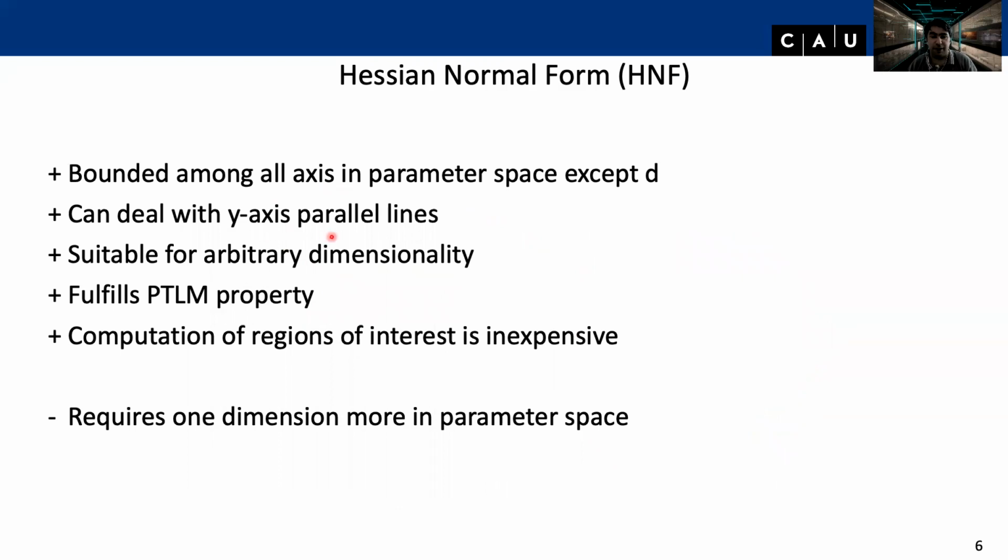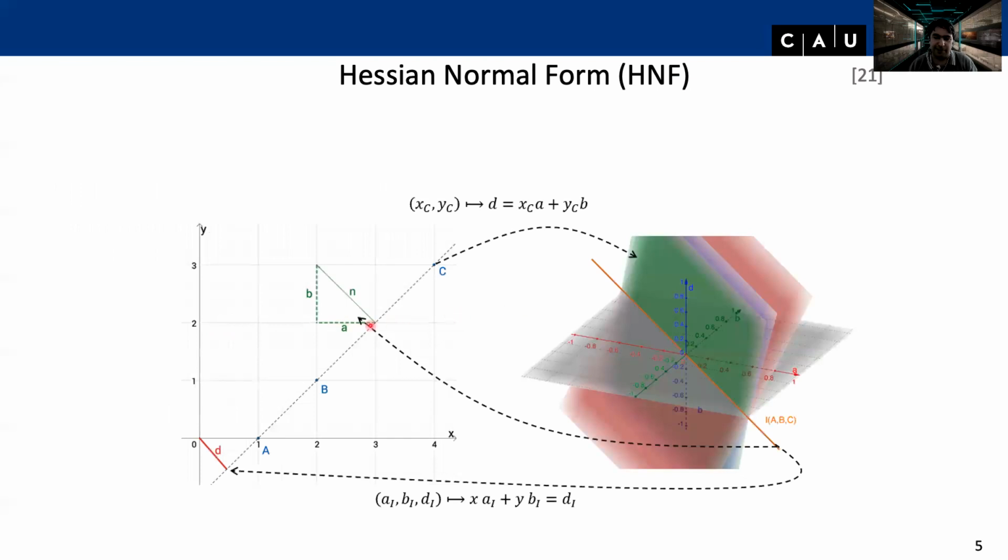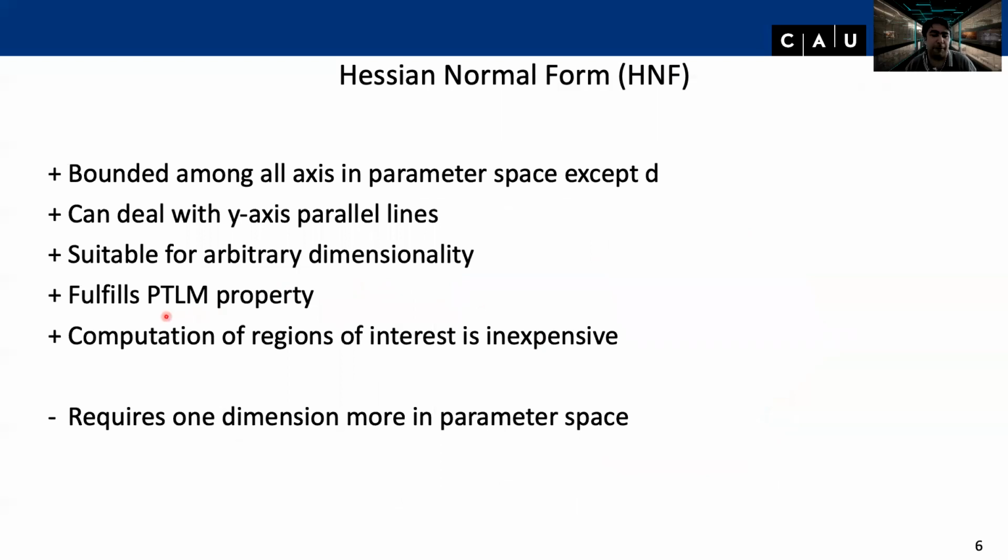It can deal with parallel lines or axis parallel lines, and is suitable for arbitrary dimensionality. It fulfills the point to line mapping property. Well, not exactly, because a point here corresponds to a plane here and not a line, and a line here corresponds to a line here. So it's also kind of an odd mapping. However, the things that we have here, like a line to a line or a point to a plane, are all of linear nature. So we kind of have a satisfaction of this point to line mapping property.